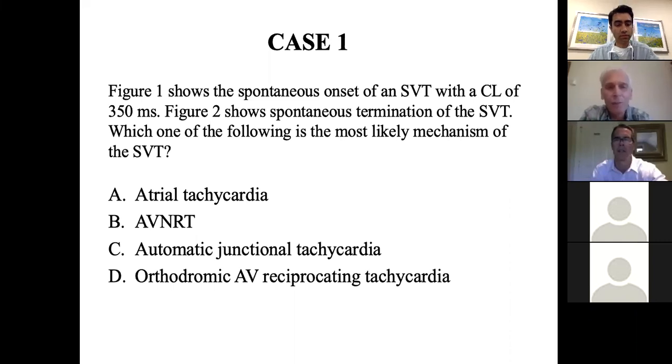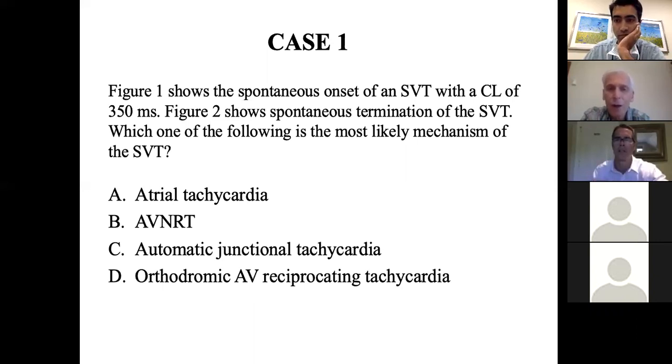Okay, so let me just explain that these cases are presented in the format of board questions. So this would be useful as a board review. The rule in these questions is that there's only one right answer. There's never more than one right answer. And read the stem carefully.